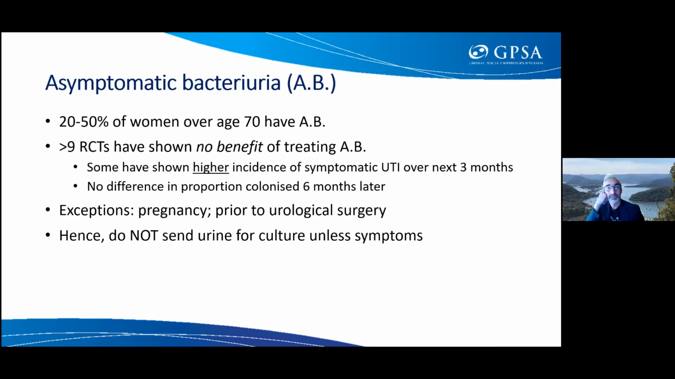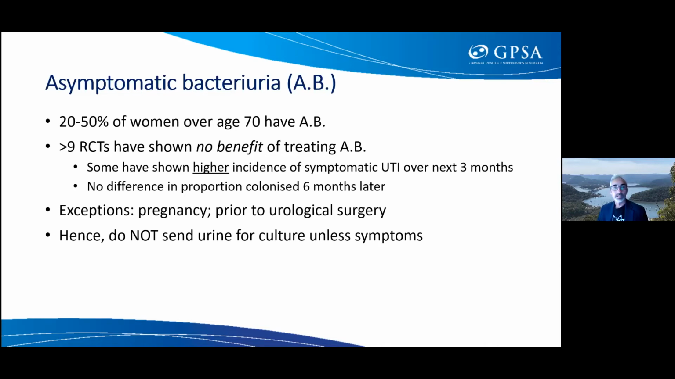Between 20 and 50% of women over age 70 have it, and more likely if they have diabetes and as they get older. There's been at least 9 randomized trials comparing treating with antibiotics with no treatment, and overall there's no benefit. So the bacteria do clear from the urine when you treat with antibiotics, but they just come back. And in fact, 2 of the RCTs have shown those who got antibiotics were more likely to get a symptomatic UTI over the next few months than those who you didn't give antibiotics, probably because you've disturbed their microbiome and that E. coli was just sitting there not causing a problem, out-competing worse versions of E. coli.